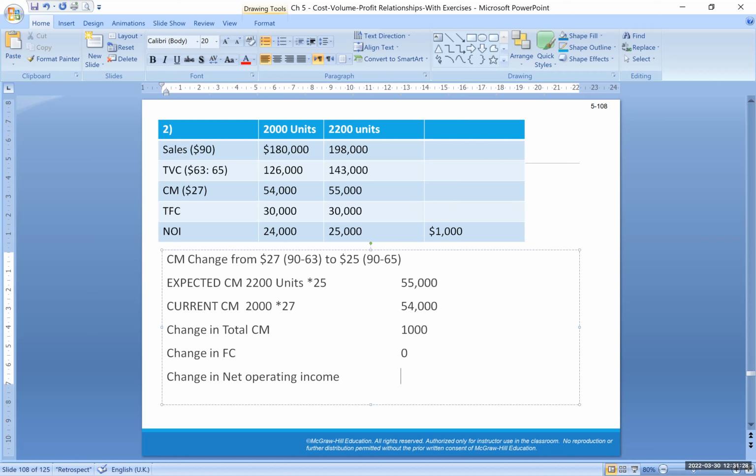All these numbers are dollars, okay? That's all. So we can prepare an income statement, or we can calculate it in a shortcut using the contribution margin and compare it to the change in the fixed cost. That's all for today.